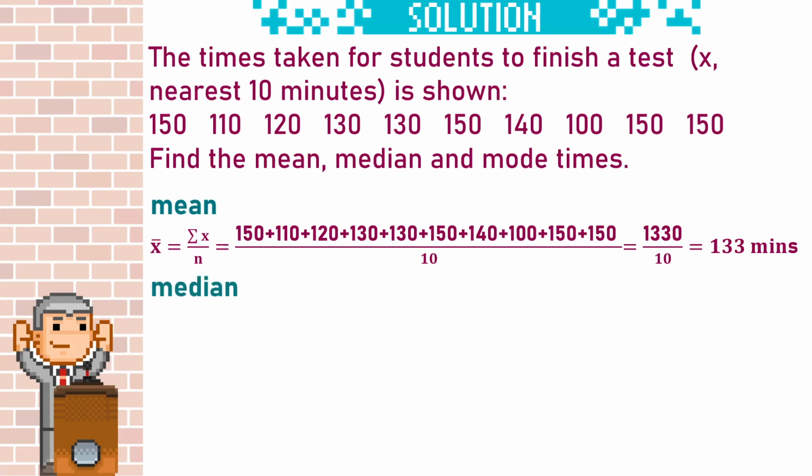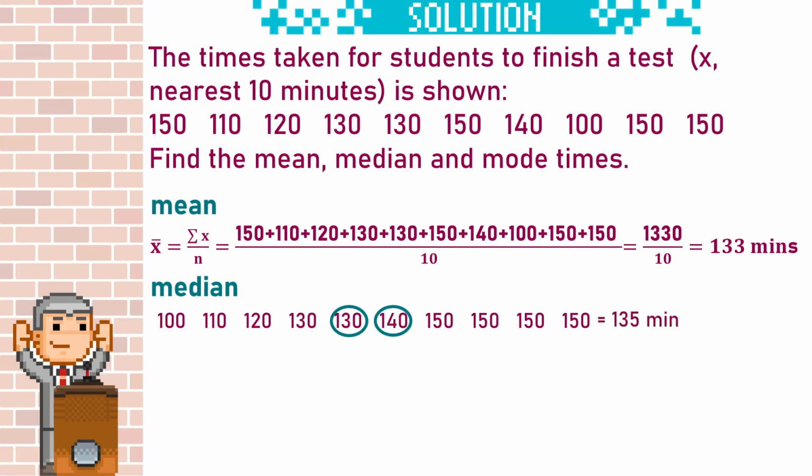To find the median, we're going to put the numbers in order of size and then cross off numbers from left to right until you're left with 2 or 1 number in the middle. Here we're left with 2, so we're going to add them together and divide by 2. So our median will be 135 minutes. And finally, to find the mode, we look at the most frequent. So the most frequent was 150 minutes.